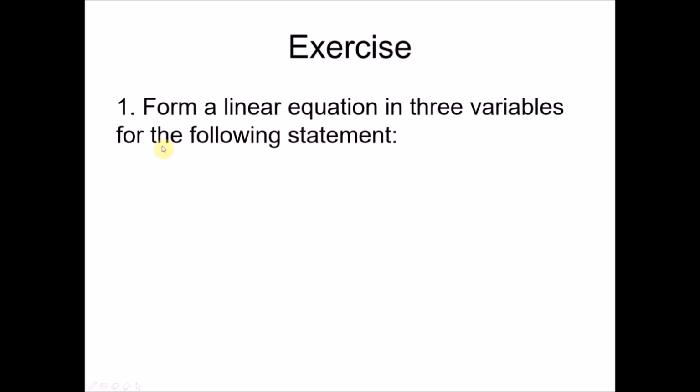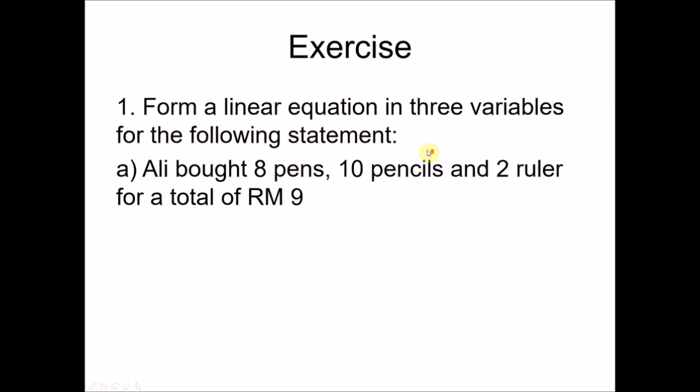Form a linear equation in 3 variables for the following statement. Ali bought 8 pens, 10 pencils, and 2 rulers for a total of 9 ringgit. We can write this statement in the form of a linear equation in 3 variables. The 3 variables are the number of pens, the number of pencils, and the number of rulers, which we represent with x, y, and z. Hence the answer will be 8x, because x is the number of pens, plus 10y, plus 2z equals 9.